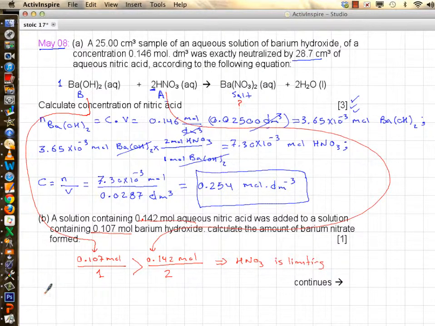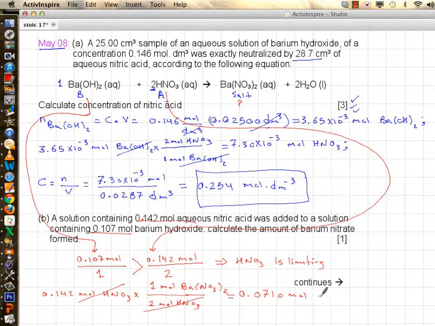So I'm going to say I have 0.142 moles of HNO3 to start with. From the balanced equation, for every 2 moles of HNO3, I give you 1 mole of barium nitrate. So 2 moles HNO3, 1 mole Ba(NO3)2. So this is half as much, and it happens to be 0.0710 moles of your product, barium nitrate.